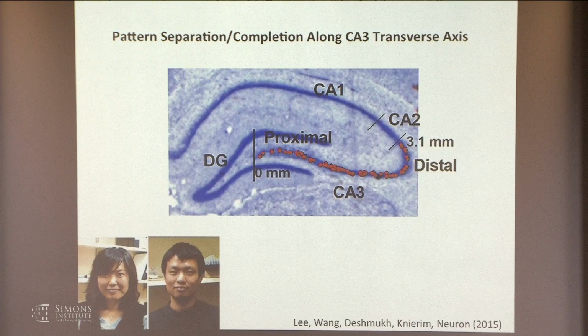Okay, so that experiment was done recording in this part of CA3, where the recurrent collateral density is the strongest. What Hee-Kyung Lee and Chung Wang in the lab asked was, we now know from anatomy that there are a lot of differences along this so-called transverse axis of CA3. Recurrent collaterals are stronger here than here. This part of CA3 gets stronger input from the dentate gyrus and weaker input directly from the entorhinal cortex. So we wanted to look at differences along this axis. The prediction was that pattern completion, or this effect, would be stronger out here where the recurrent collateral density is stronger than in here.